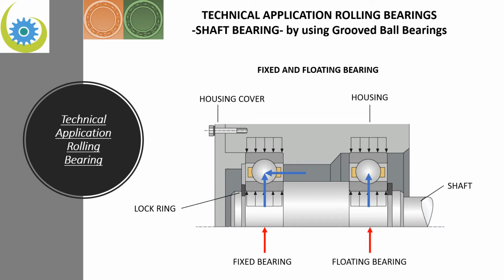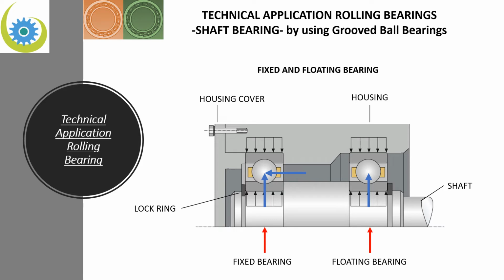So now we come to a typical technical application of rolling bearings. It is a shaft bearing using two deep groove ball bearings. Normally we have a fixed bearing and a floating bearing, like shown here in this picture. Here on the picture we see these two groove ball bearings, and we now want to take a look at the fixed bearing.